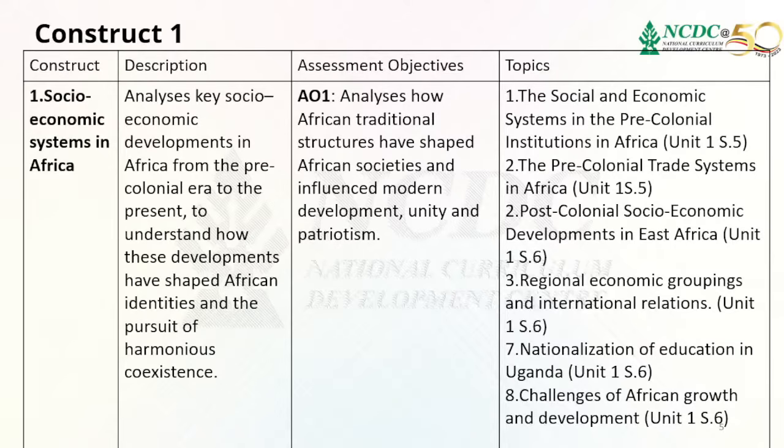You are all aware that history, the previous 6 papers, have been merged into 2. That's why you are seeing topics of different previous papers now together. They are merged into 2 papers, and that's why you are seeing those topics of post-colonial socio-economic developments now in the same bracket with pre-colonial systems.